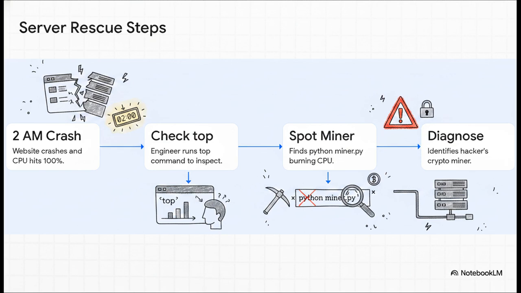Step 2. Our focused engineer logs in via SSH and immediately runs the top command to survey the damage. Step 3. Scanning the dashboard, they spot a bizarre process called python-miner.py, consuming 99.9% of the CPU. Not good. Step 4. The diagnosis is complete. It's not a normal traffic spike. The server was actually implanted with a hacker's crypto miner. Armed with this info, the engineer can now confidently use the kill command to terminate it, secure the server, and finally go back to sleep.